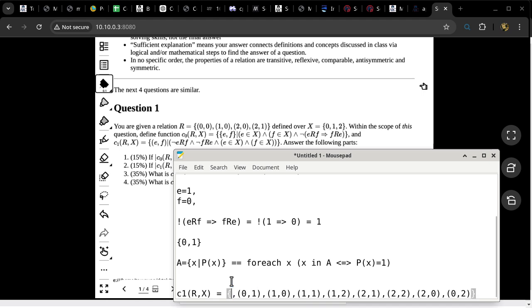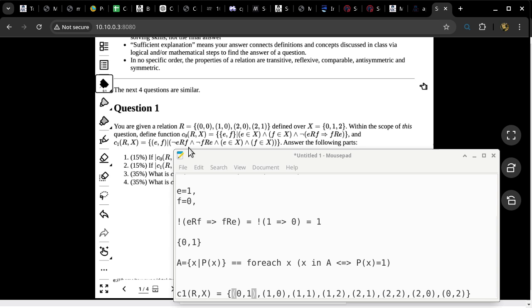What about 0 1? 0 1 would actually not work out also, because 1 0 is here. So that means FRE is going to be true, not true is false. So 0 1 does not belong here, and 1 0 does not belong here either. So now we cross out both of these. What about 1 1?